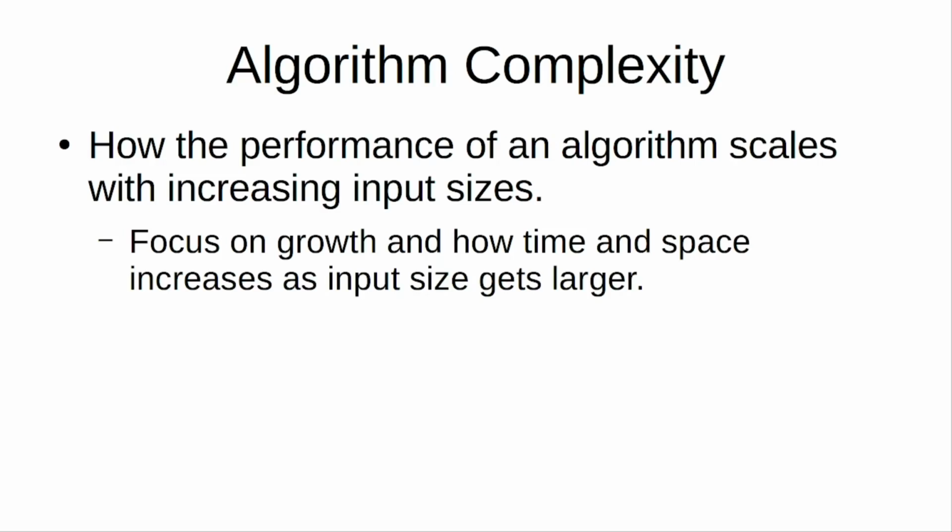So, what is algorithm complexity? Algorithm complexity refers to how an algorithm's performance, in terms of time, how long it takes to run, and space, how much memory it uses, changes as the input size increases or grows. In other words, it answers the question, well, what happens when we double or triple or drastically increase the amount of data the algorithm has to handle?